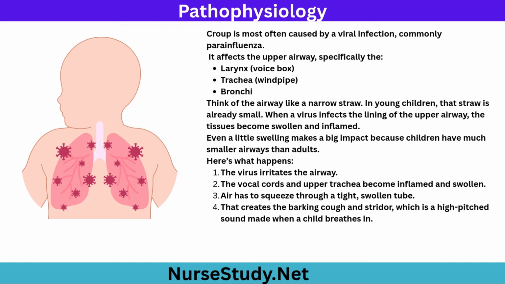When a virus infects the lining of the upper airway, the tissues become swollen and inflamed. Even a little swelling makes a big impact because children have much smaller airways than adults. Here's what happens. The virus irritates the airway. The vocal cords and upper trachea become inflamed and swollen. Air has to squeeze through a tight, swollen tube. That creates the barking cough and stridor, which is a high-pitched sound made when a child breathes in.